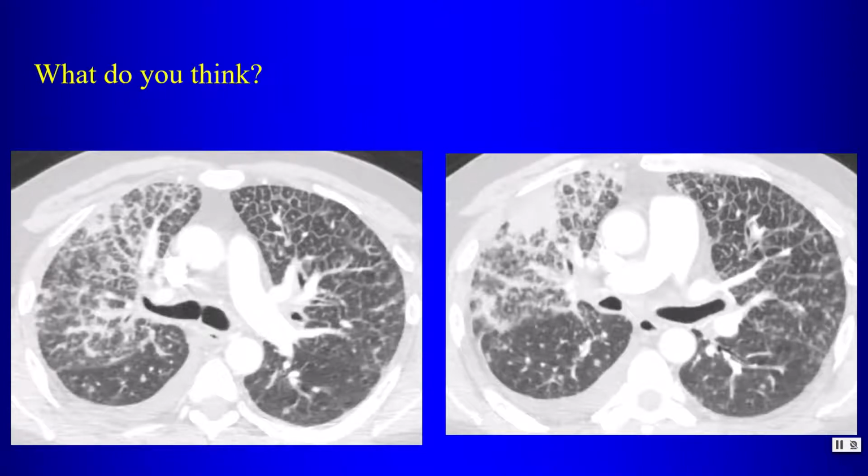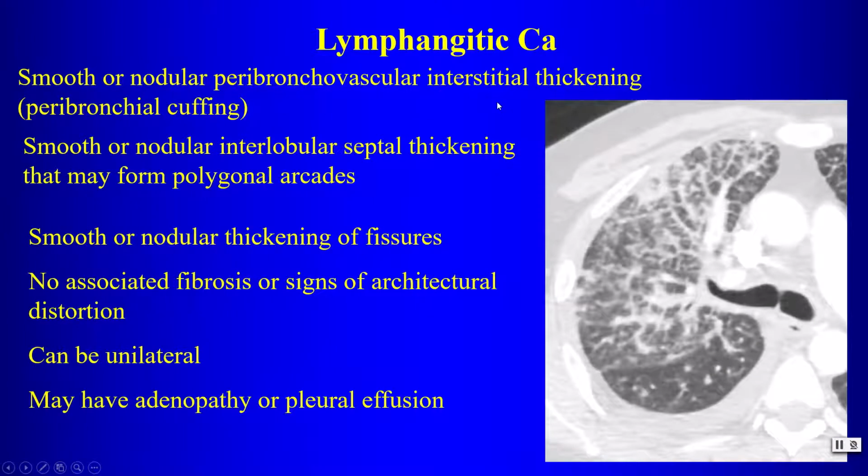Now, what about a case like this? Well, notice we have marked interlobular septal thickening, somewhat thick and nodular here. You might wonder if this is a mass in this case. There's bilateral disease, so that should give you a clue. So here you're going to be thinking about lymphangitic carcinomatosis.